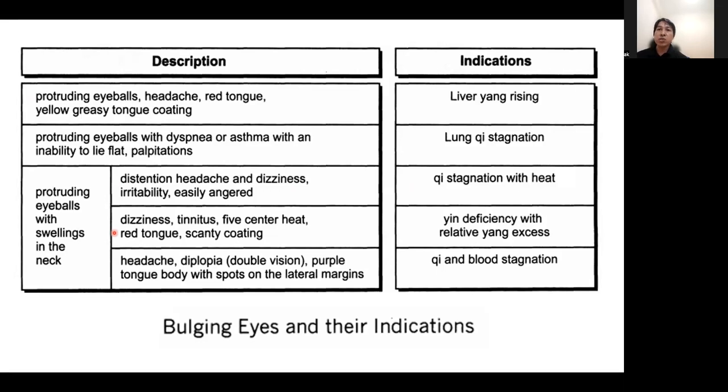Dizziness, tinnitus, five-center heat, red tongue, scanty coating. It is an indication of yin deficiency with relative yang excess. With headache, diplopia or double vision, purple tongue, body with spots on the lateral margins, this is an indication of qi and blood stagnation.